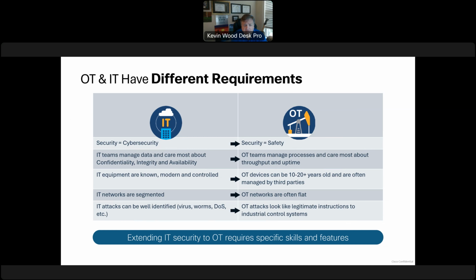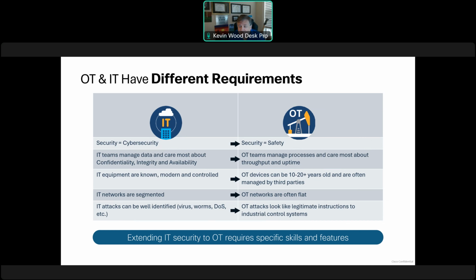Now, in the IT world, typically equipment is more modern, it's more known and more controlled. In the OT side of the business, we're talking about equipment that's often 10 to 20 plus years old, and often managed by third party with very limited or little to no visibility.